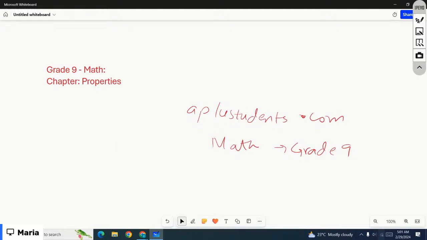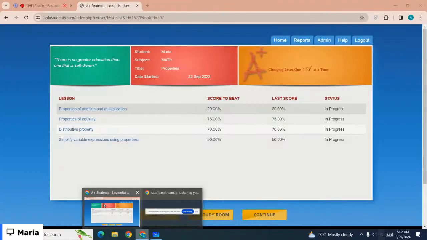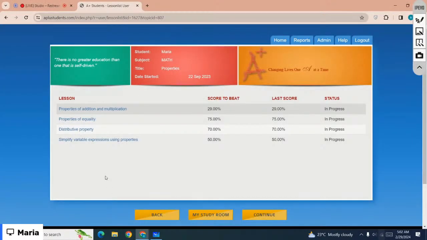So please make sure you have your notebook and pencil so that you can note down the important examples and definitions as well. Let's just start with the lesson properties. Here I am on grade 9 math. We're going to start with the chapter properties. Let's start with the first lesson, that is properties of addition and multiplication.